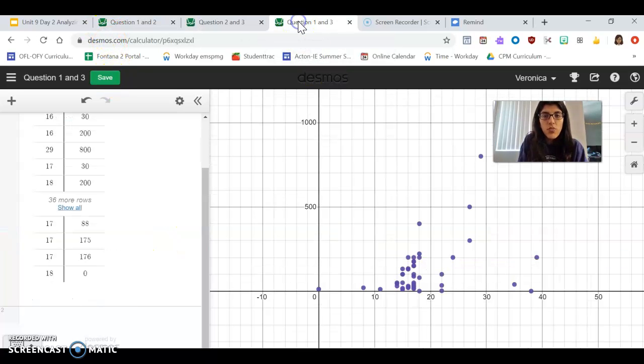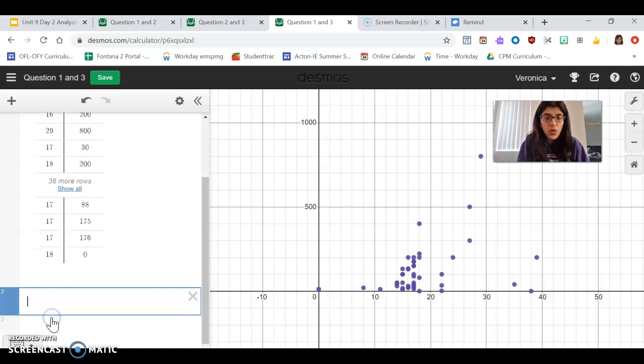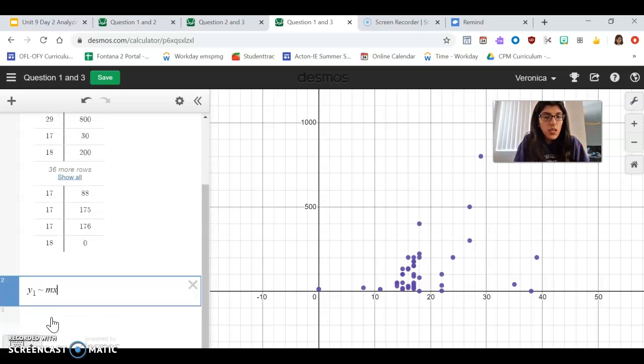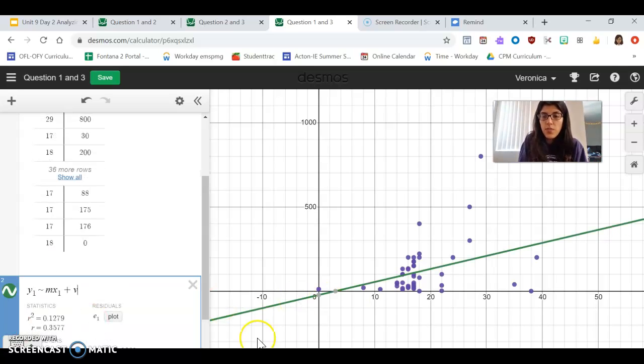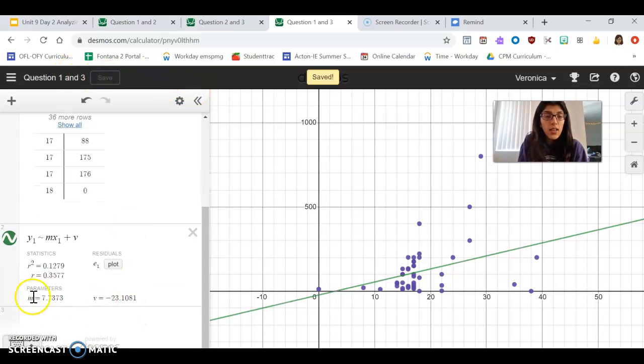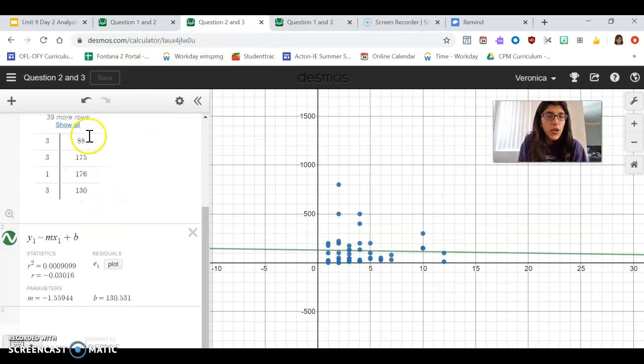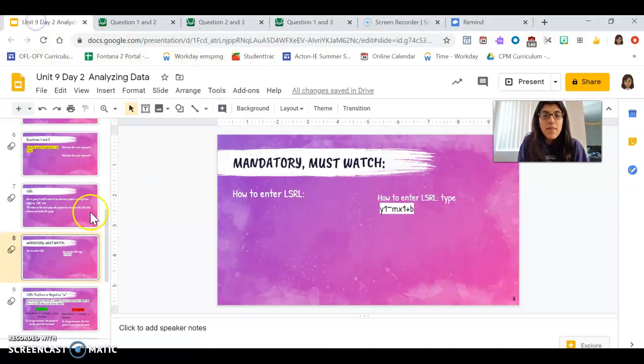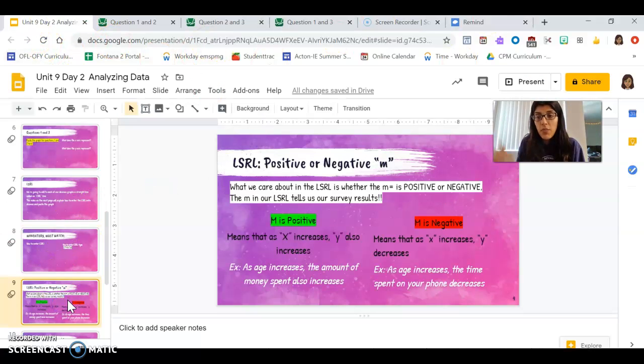Then I'm going to go to question 1 and 3 and type the same thing: y1 squiggly mx1 plus b. And that gives me a nice line right there. So all of my graphs have my LSRL in it now, and it has all that info. Graph 2 has my LSRL. Graph 1 has my LSRL. Cool. So what that means, I'm going to explain to you in the next couple slides.